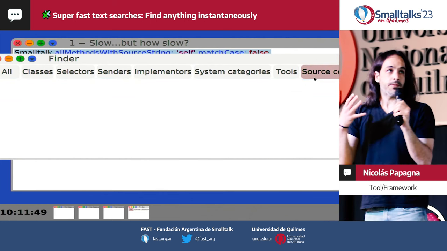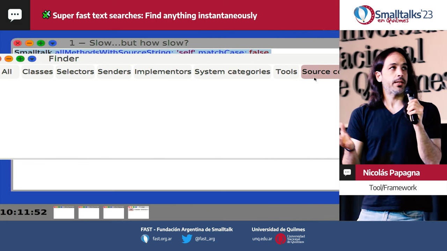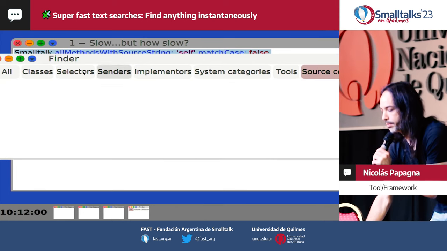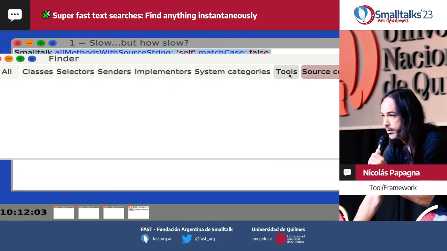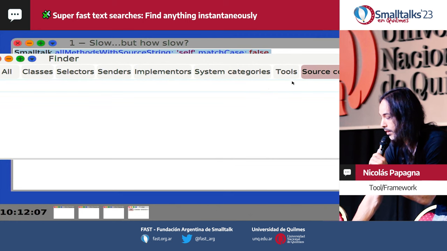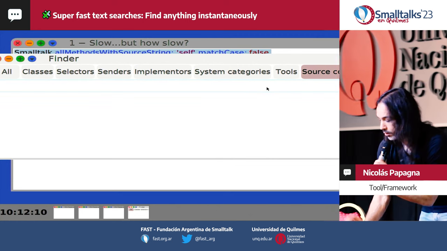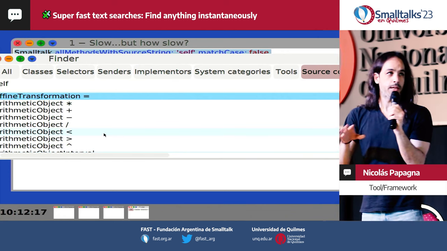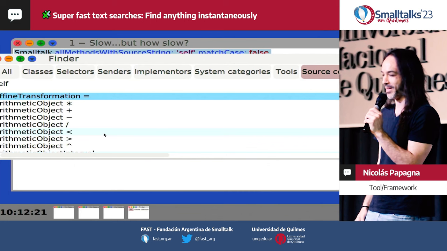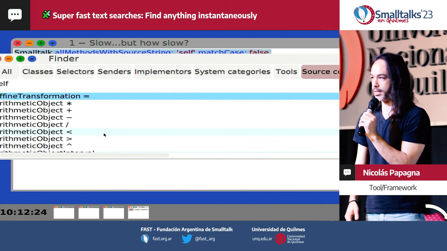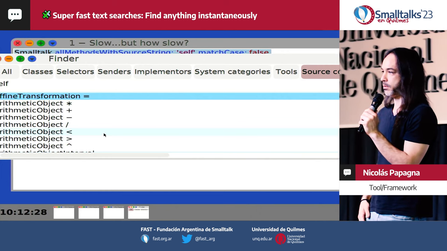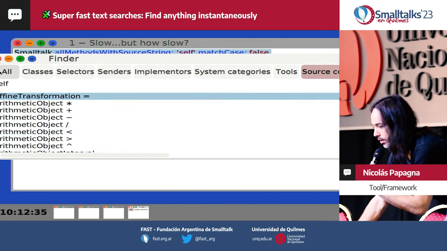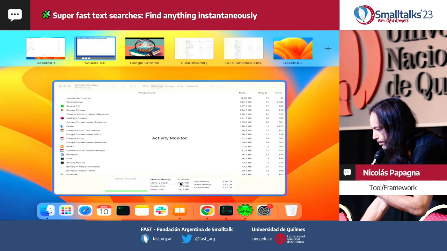So the Finder is a tool that has a lot of plugins. Each one provides a different kind of information and performs the search related to that plugin. So you have classes, selectors, senders, the tools running on the system. And this element that I built, which is the source code one, right? So if I type self here, there are about 20,000 methods with self. It's a popular string, right? We can measure it later, but it takes 140 milliseconds, which means it's about 3 to 5 times faster than the original algorithm used to find strings on the image, right?